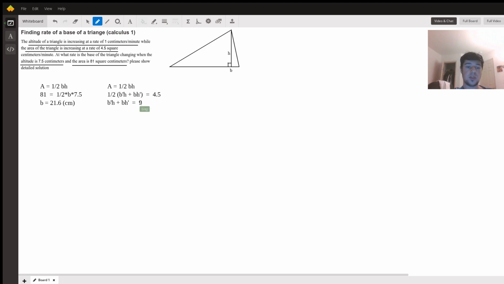What do we do next? Well, next we already have everything. We have the value for the height. It's in the problem. We have the derivative of the height. It's also in the problem. And we've just found b. So we just solve for b prime times 7.5 centimeters here. From here, I mean. Plus 21.6 centimeters here times 1 centimeter per minute from there. Still equals 9.